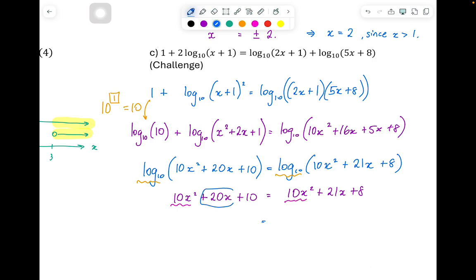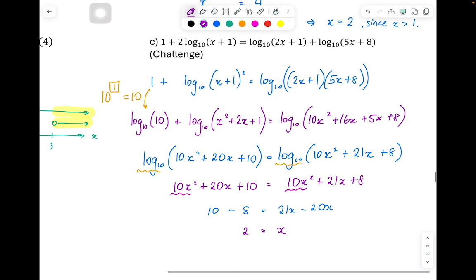If I take this 20x over to the right hand side, we get 21x minus 20x. I'll just write it out. And on the left hand side we have 10. If I bring this 8 across, it will be minus 8. So we've got x equals 2. That is it.